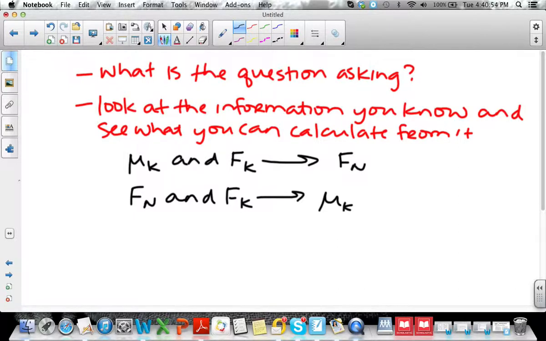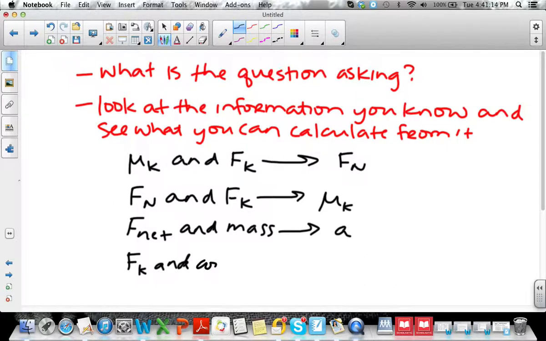If you have the net force and mass, you can get acceleration from that because F equals ma. If you have, let's see, if you have like Fk and you know it's a constant velocity, you can get the push from that because Fk and the F push have to match each other if it's going at a constant velocity.